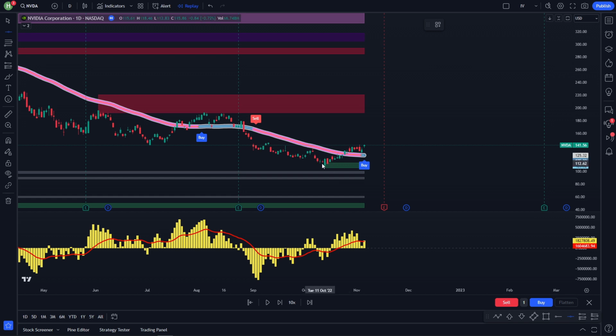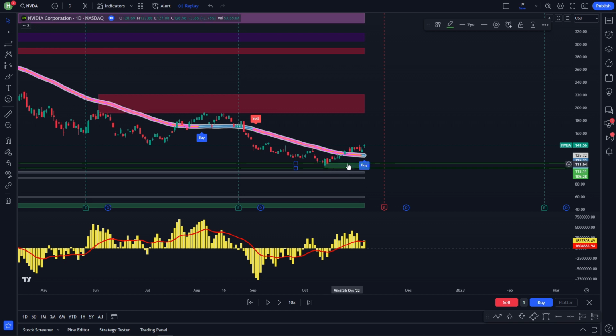Now, from the chart, we just received a buy alert from the trend focus indicator after price action rejected away from the demand zone, which is marked in green. Of course, the indicator offers alerts, meaning you don't have to spend all day in front of the chart watching for signals.